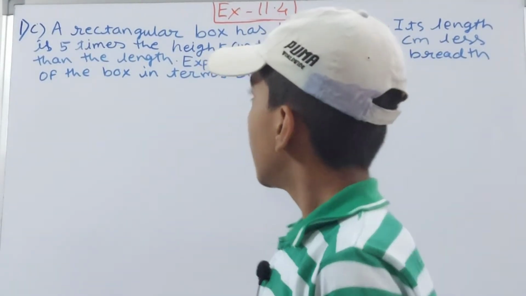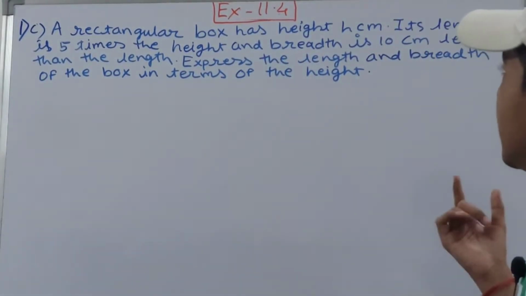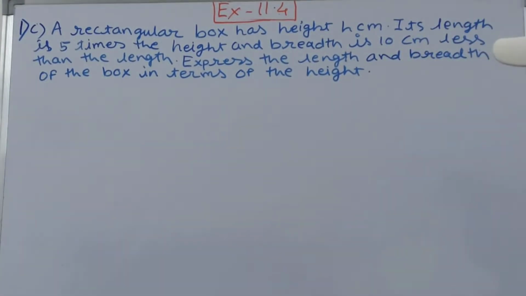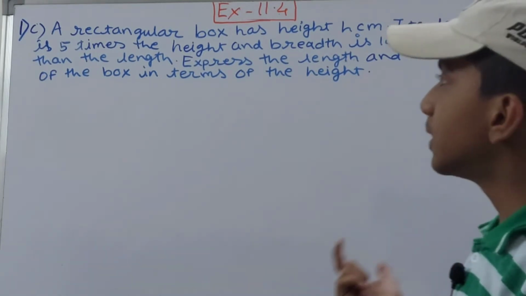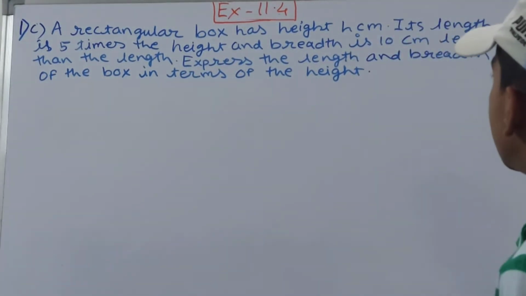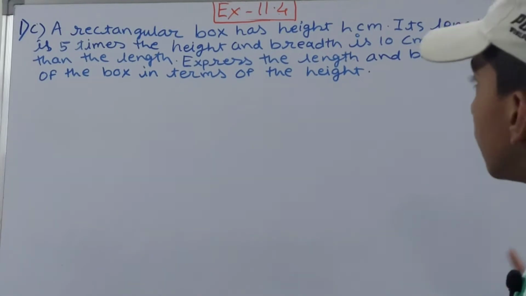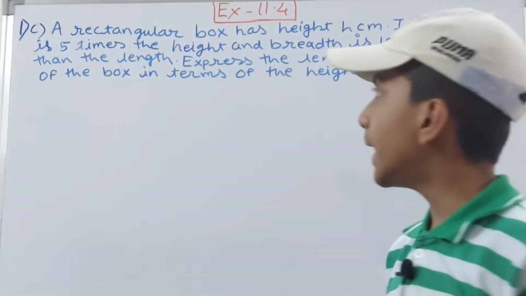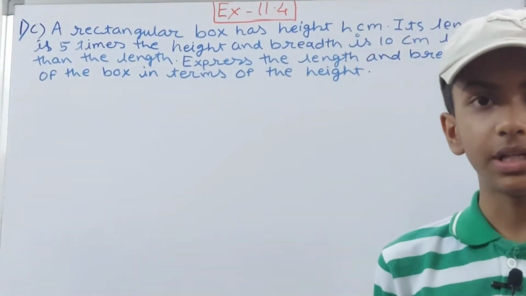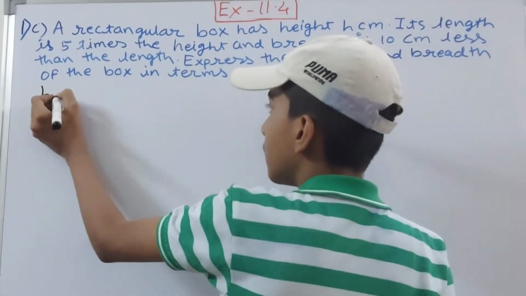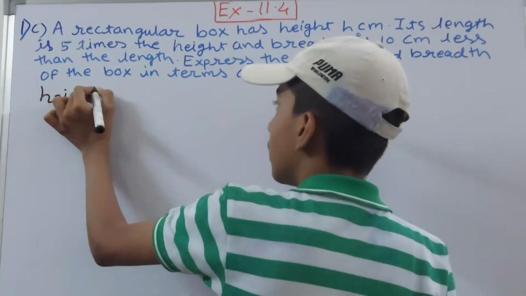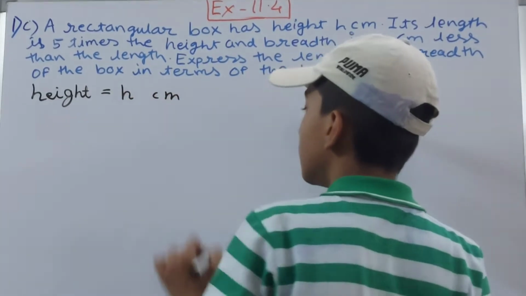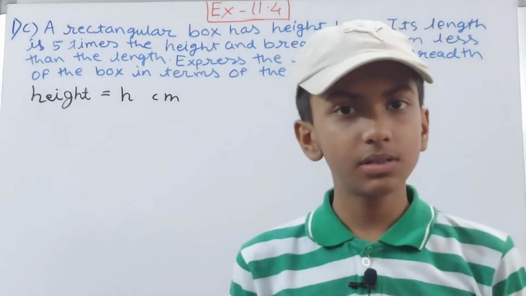Next part is, a rectangular box has height h centimeters. Its length is 5 times the height and breadth is 10 centimeter less than the length. Express the length and breadth of the box in terms of the height. Now you are having a rectangular box, and it is having a height of h centimeters. So first we will write down the thing which we know, that is h centimeter, and h is the variable, so h centimeter is the height.